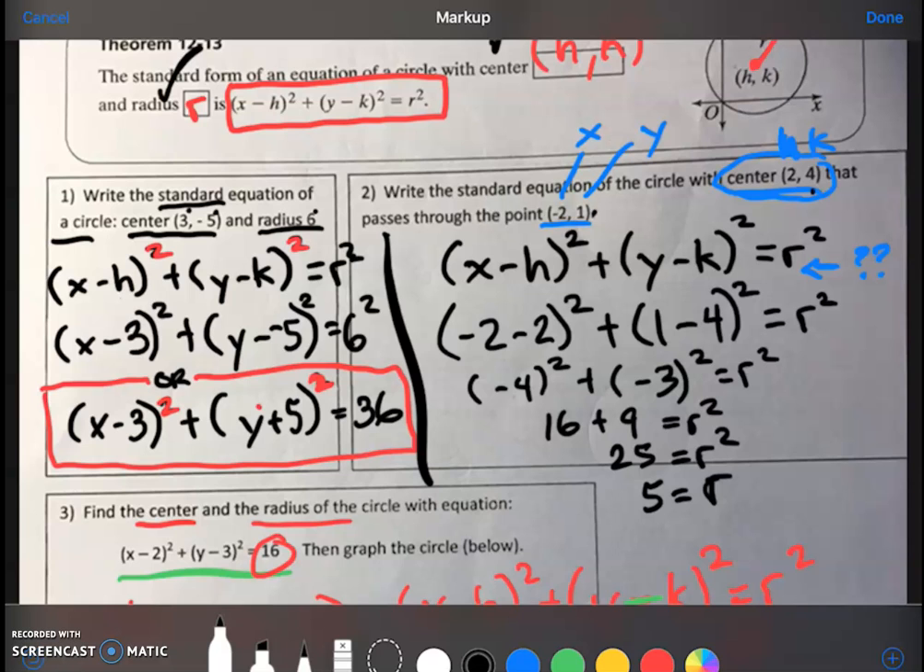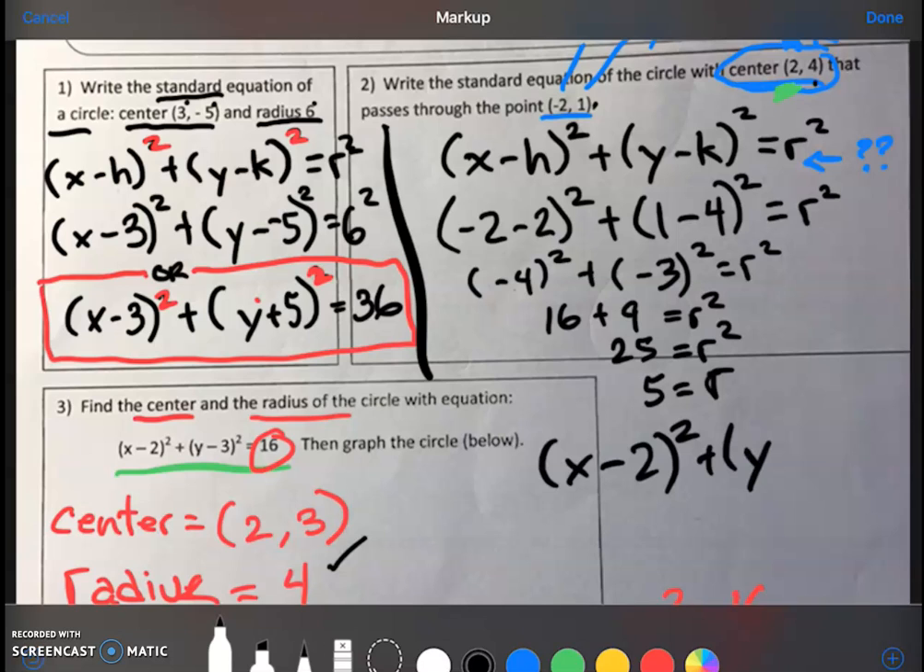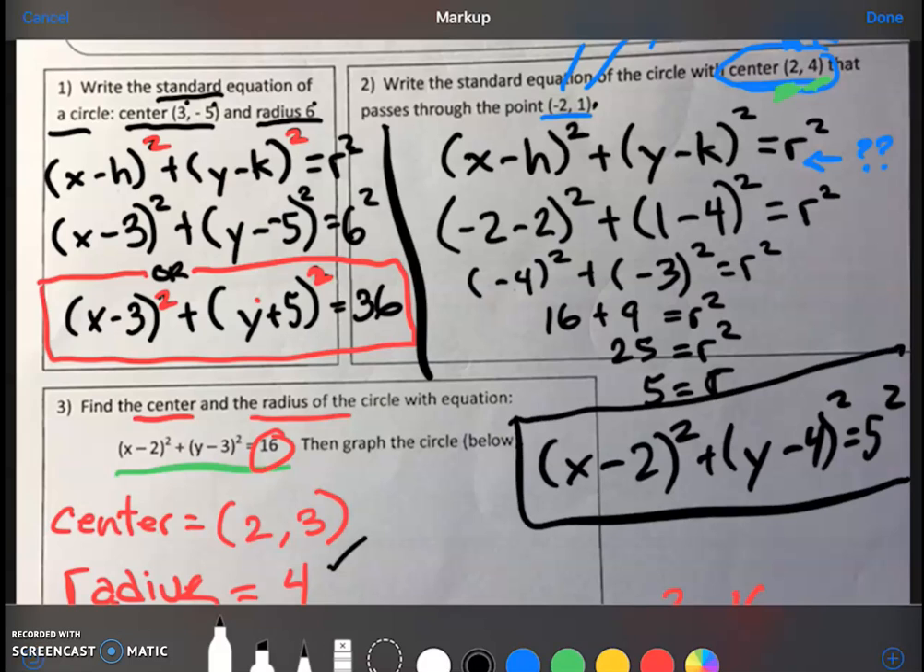Now you're not quite done, because they want the entire equation. So I'm going to erase some of this, give myself some room here. So the entire equation will look like this. x minus the center, which is 2, which is right here in green, square that, plus y minus the center, which again here is 4 in green, is equal to r squared, 5 squared. That's the equation of a circle. Center and the radius.